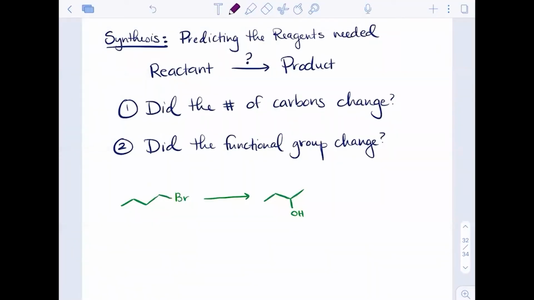Okay, let's talk about synthesis. Synthesis is something that an organic chemist does in real life to understand how to design a product to create some desired molecule. We actually need to predict the reagents necessary to transform a reactant to that product. So synthesis is all about taking that step and linking a product to a reactant. So we kind of do a retro analysis.